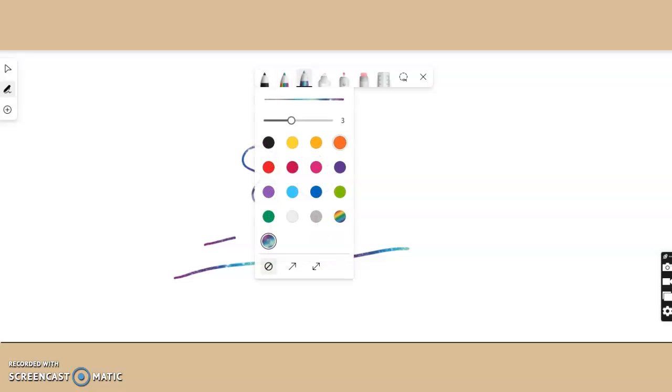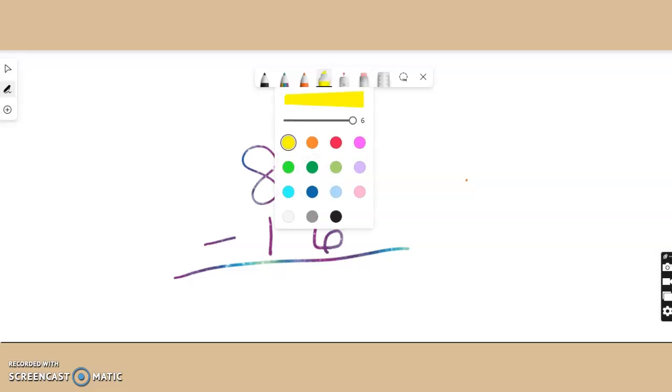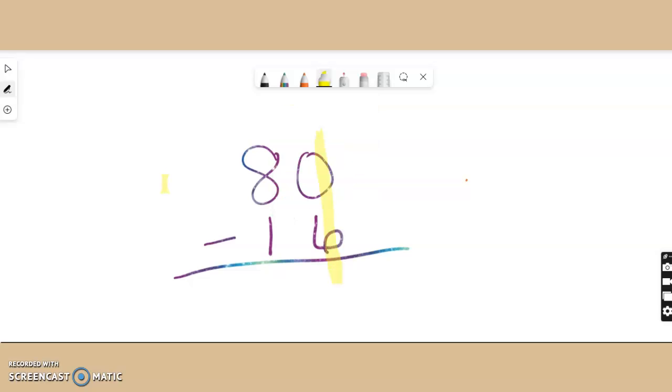So if you look at the ones place right here, we're looking at the ones place only. So we're looking here. We have to decide, if I have no money, can I take 6 out? Well, no, you cannot. So you cross that off and you cross this off. You can't do it. So then I borrow from the 8 and it becomes a 7.